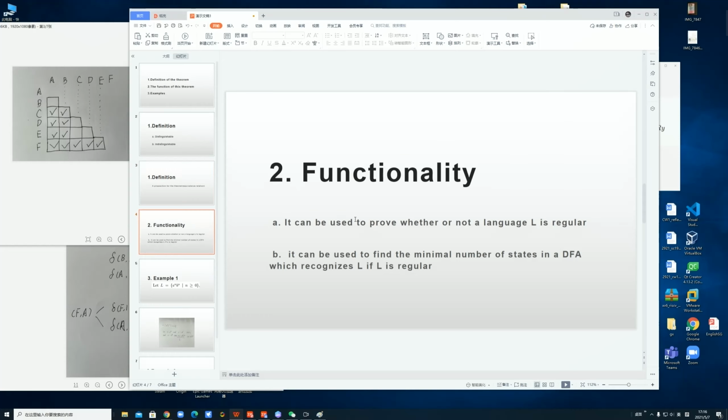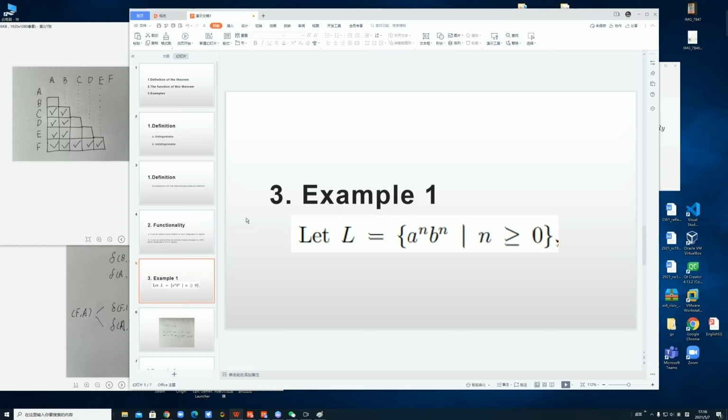Let us move to the second part about function. The first function is that it can be used to prove whether or not a language L is regular, and the second one is to find the minimal DFA. The first example is about the first function, and the topic is here.